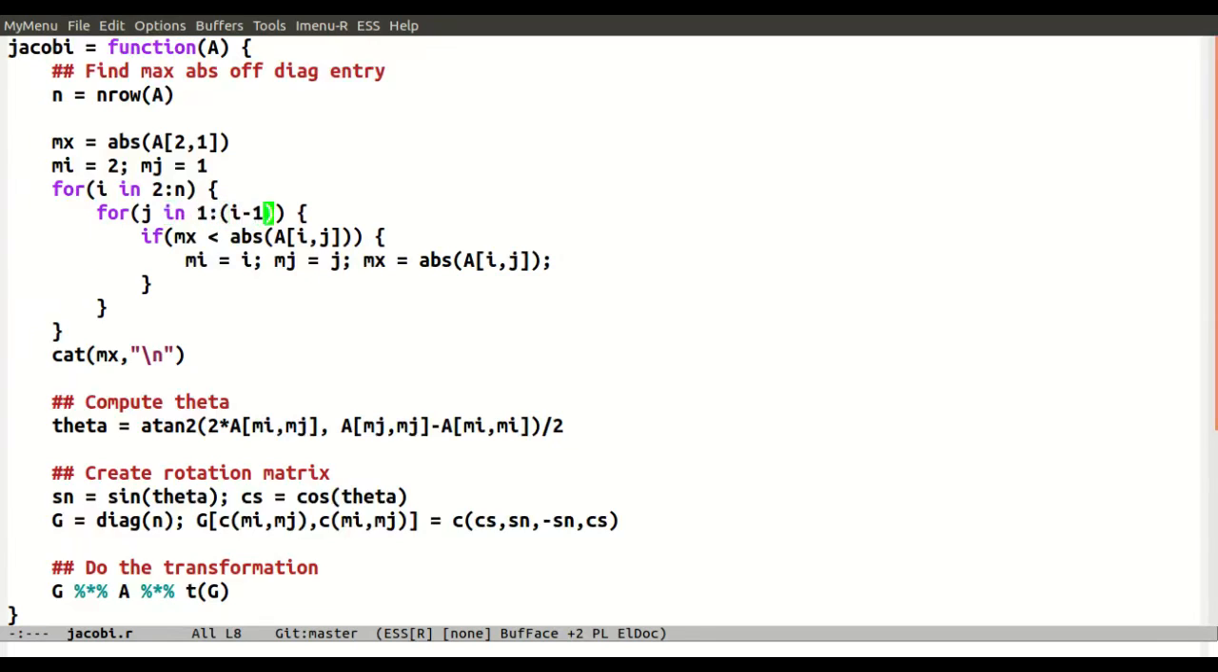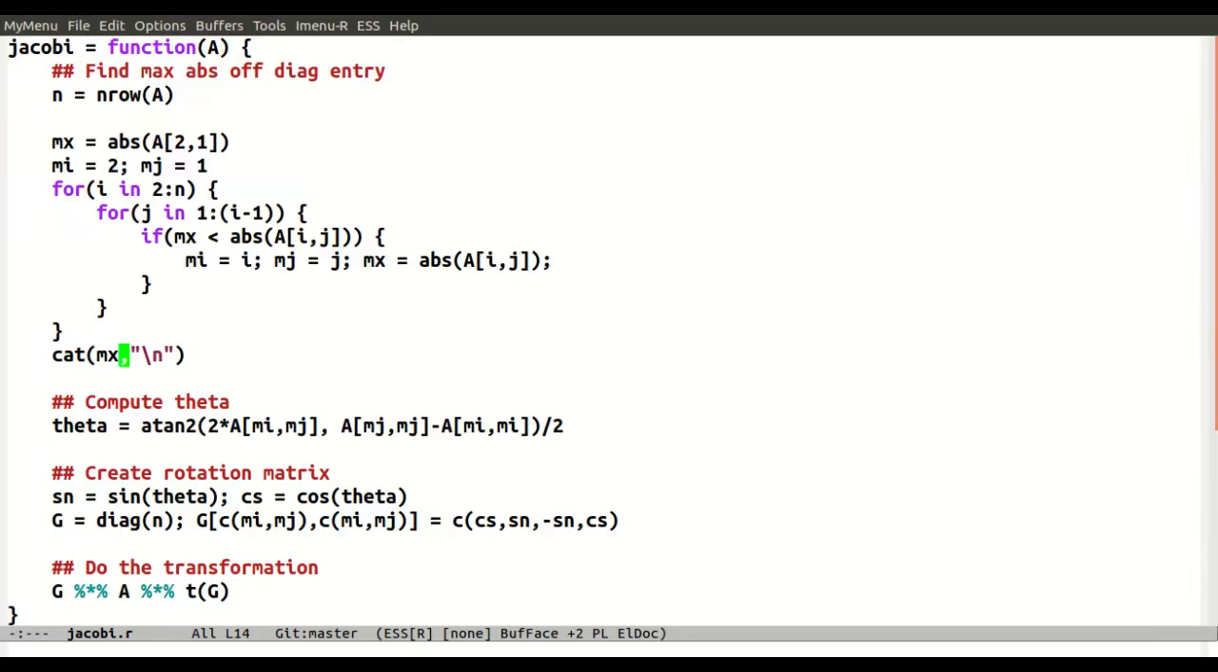So I am looking for the maximum in the strict lower half, and if the current maximum happens to be smaller than this absolute value, then we will update our maximum. The position of the row of the maximizer will be stored in mi, the column will be stored in mj, and the maximum value so far itself will be stored in mx, and we just run the loop, and when we come out of the loop, mx should store the maximum value.